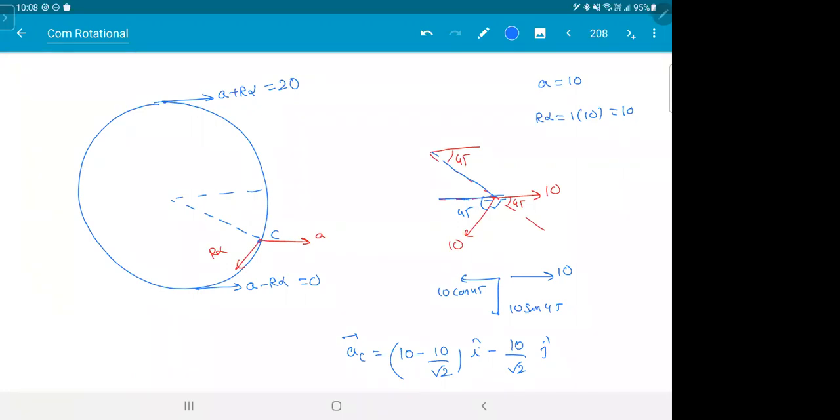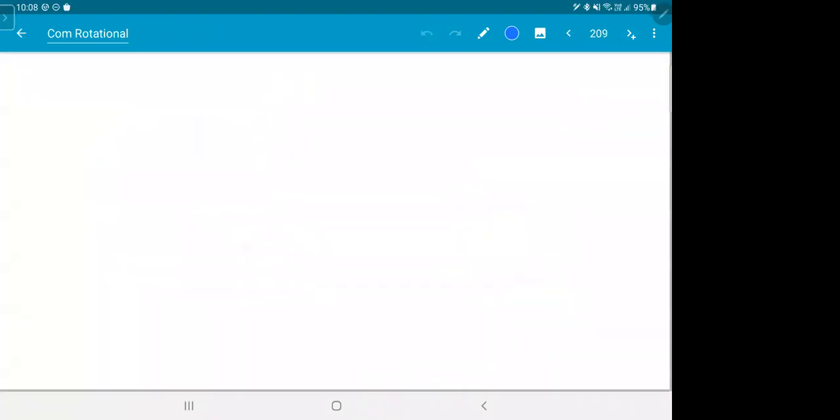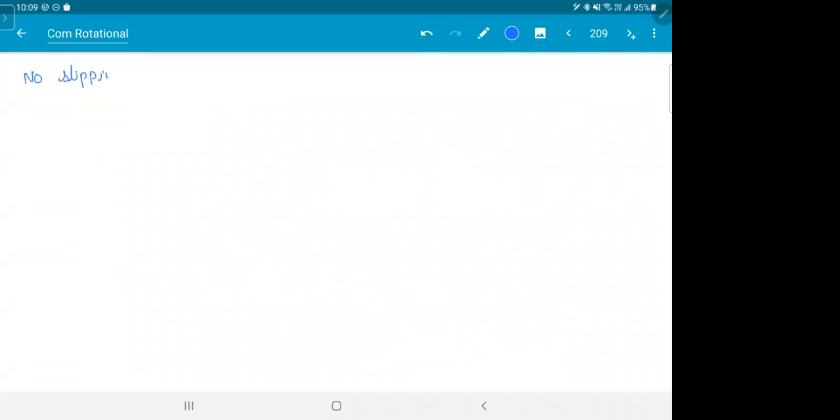Next thing. No slipping condition. This is important. Everyone keep your cams on. I'll be removing you from the group. Don't play hide and seek with me. Every 5 minutes you switch it off, then I have to check you.